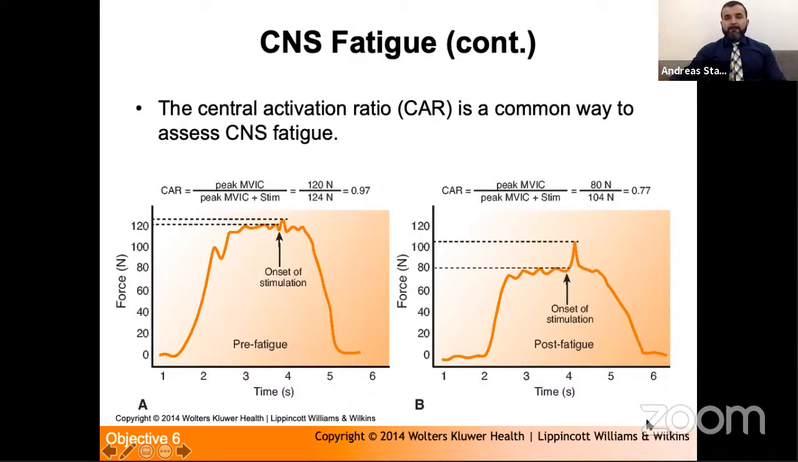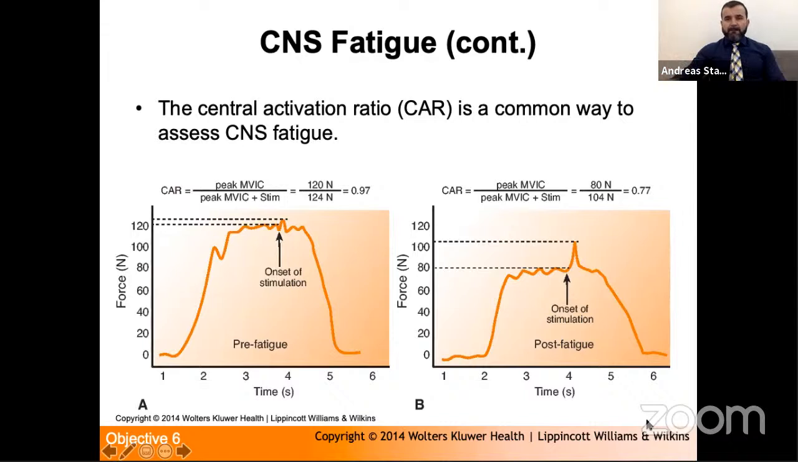We tell them to do the MVIC, same thing. We'll get 80 newtons. Now we get them tired again, and we tell them to do the same thing plus stimulation, and we get 104, which gives us a ratio of 0.77.